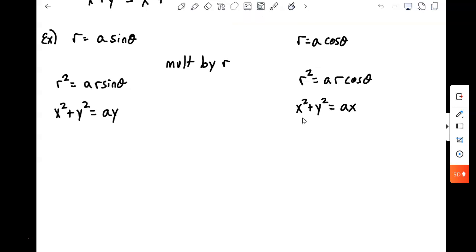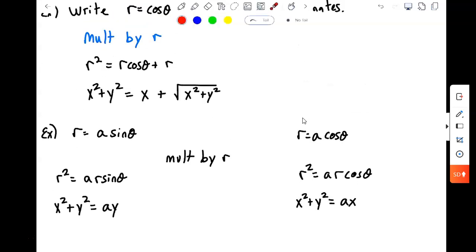So using this idea of manipulating the equations, some r theta equations can be turned into xy equations. And again, some of those xy equations might be a little easier to work with than others.